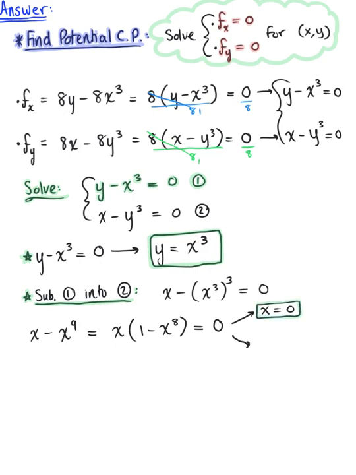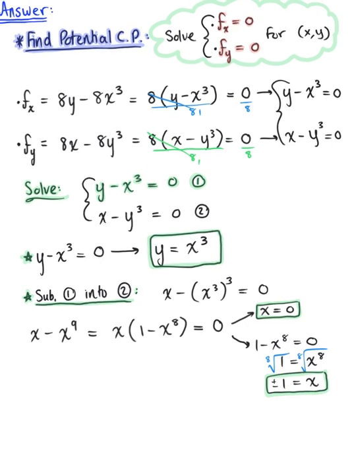Now case 2 is 1 minus x to the 8th is equal to 0. So if we add x to the 8th to both sides, we have 1 is equal to x to the 8th. And now taking the 8th root of both sides of this equation, we are left with plus or minus 1 is equal to x. So we have determined 3 potential x values.